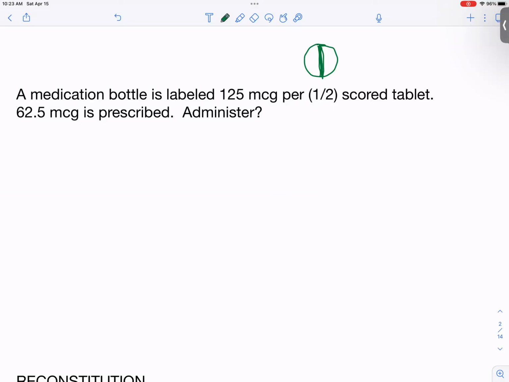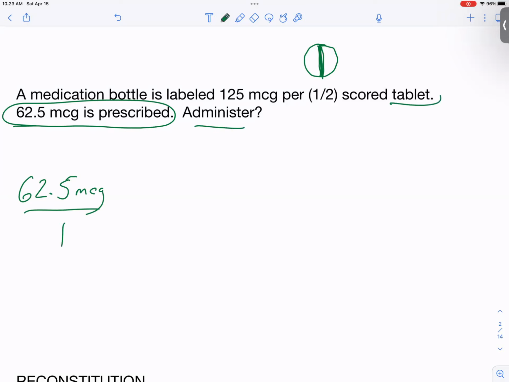So we look for that, given that doctor's order. Well, he prescribed 62.5 micrograms, right? And what am I going to give? Well, it's supplied in a tablet, so I got to give a tablet. So let's look at our problem. There's 125 micrograms per tablet.